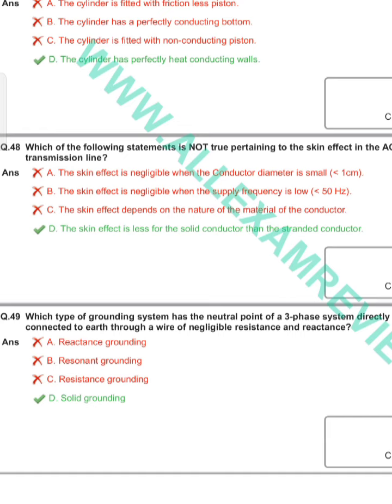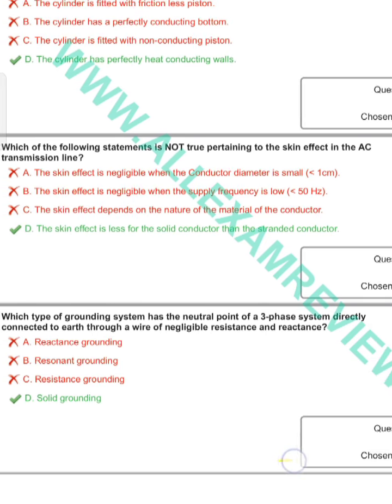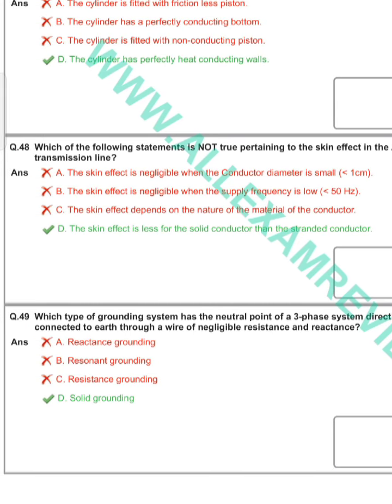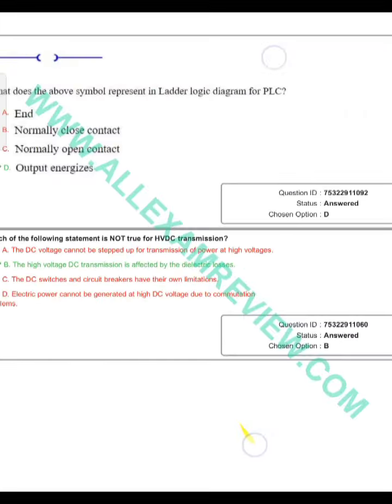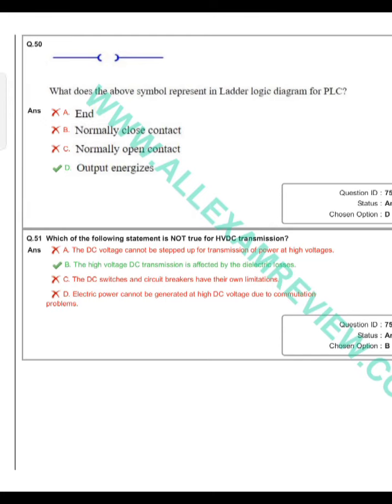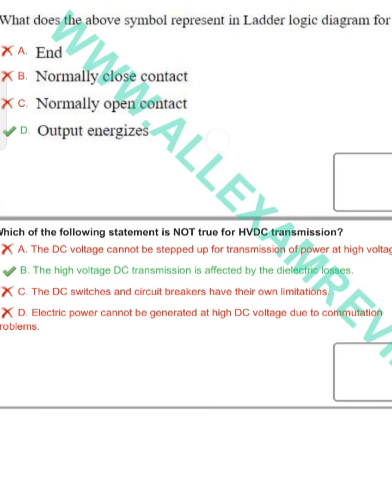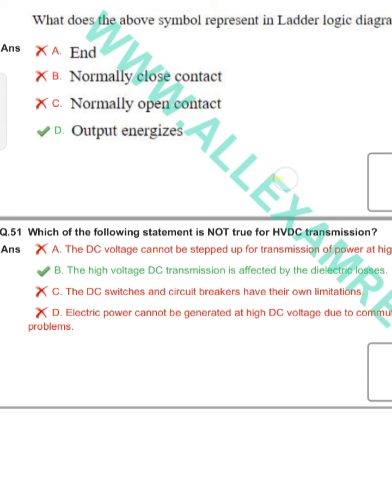49. Which type of grounding system has the neutral point of a three-phase system directly connected to earth through a wire of negligible resistance and reactance? Solid grounding. Easy one. 50. What is the symbol that represents output energize in a ladder logic diagram for PLC?